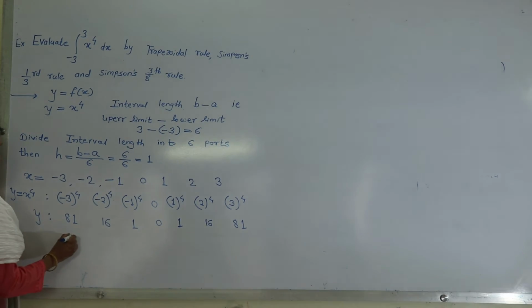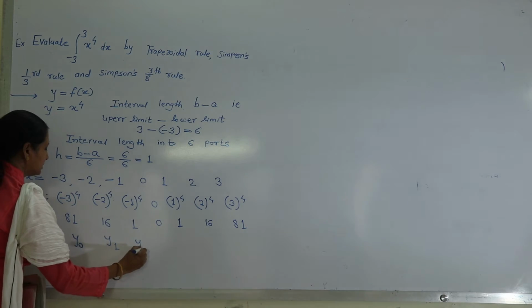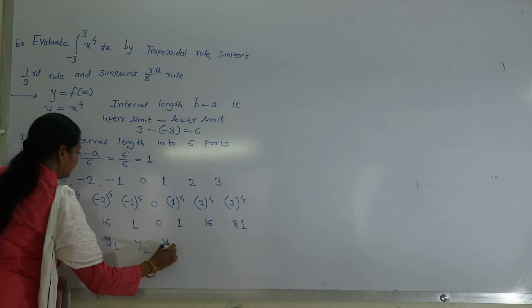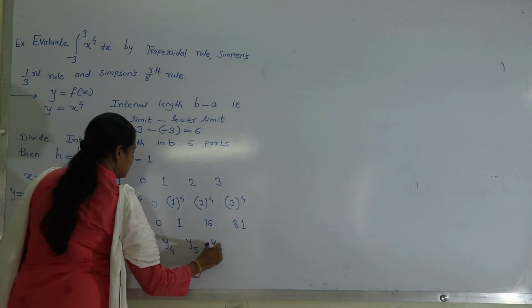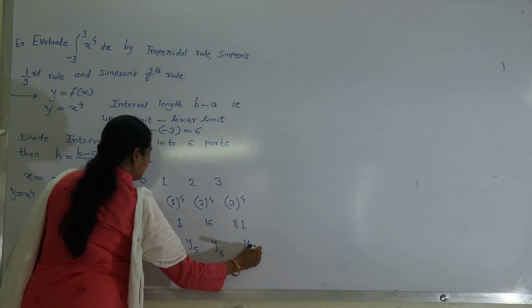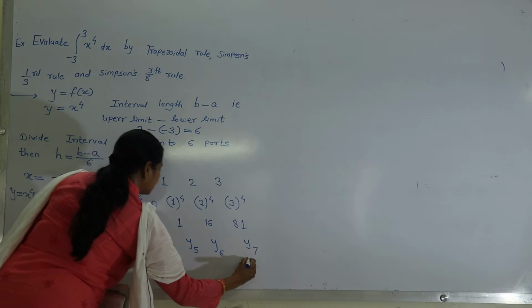Now the first value of y is called y0, the second value is y1, the third value is y2, then y3, y4, y5, y6. Means these are the y ordinates. Now this y0 means this is the first ordinate. This is first. This is last.